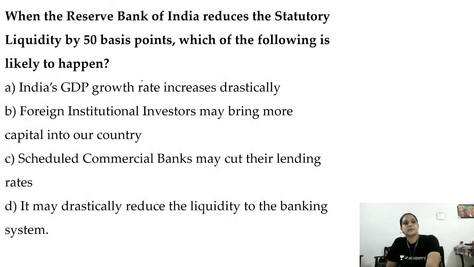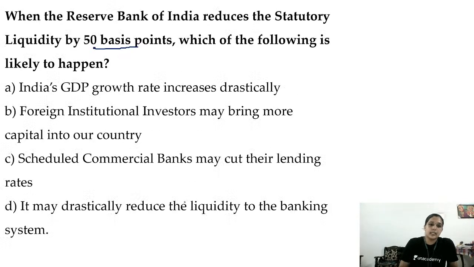When the Reserve Bank of India reduces the statutory liquidity ratio by 50 basis points, which of the following is likely to happen? India's GDP growth rate increases drastically. Foreign institutional investments may bring more capital into the country. Scheduled commercial banks may cut their lending rates. It may drastically reduce the liquidity to the banking system.